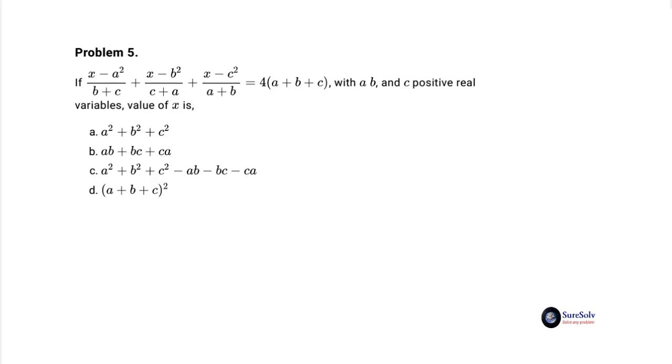First, each of the denominators conforms to the missing element pattern, with a, b and c missing from the first, second and the third, to make all of them equal to a plus b plus c. And second, the RHS is 4 times a plus b plus c.